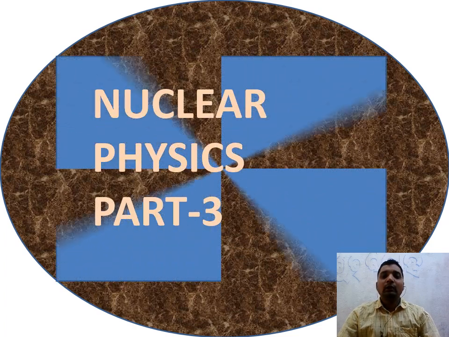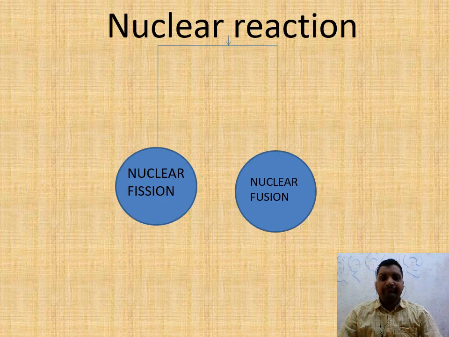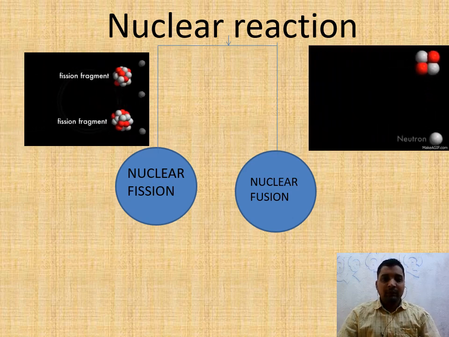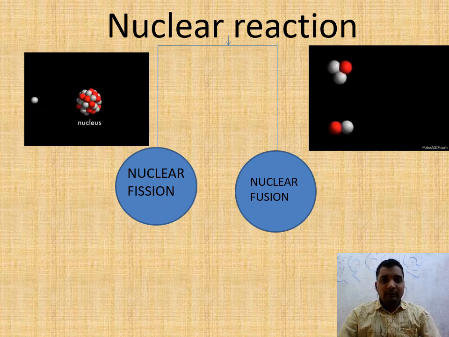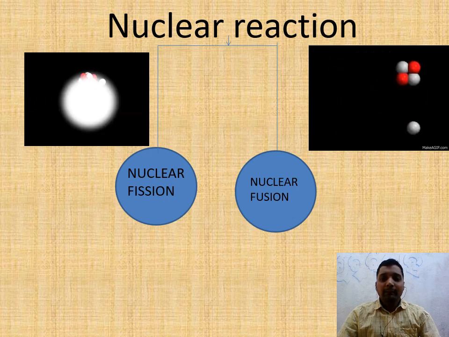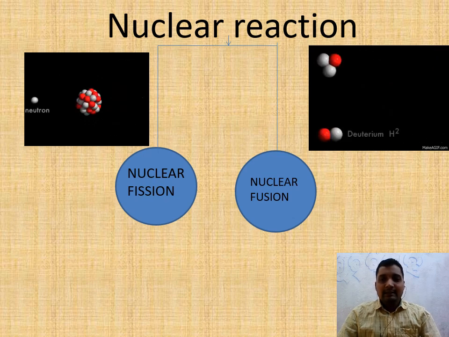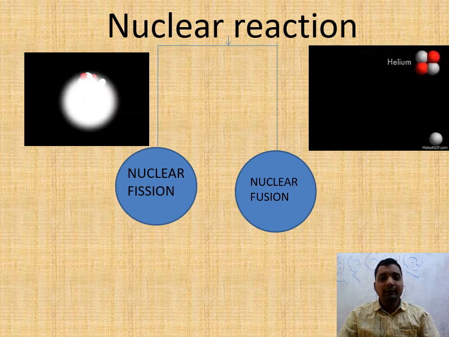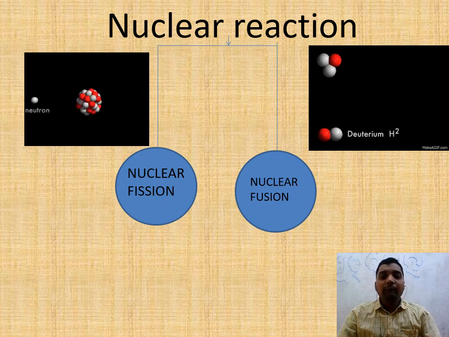This topic is all about nuclear change, nuclear reaction, and types of nuclear reaction. So, we'll come to nuclear reaction. Nuclear reaction is of two types. One is nuclear fusion, one is nuclear fission. One basic difference between them is that in nuclear fission, one heavy nucleus breaks down into two fragments. Whereas in nuclear fusion, two lighter nuclei combine to form one heavy nucleus. It means in one case it is a breakdown, whereas in the other case it is a combination.